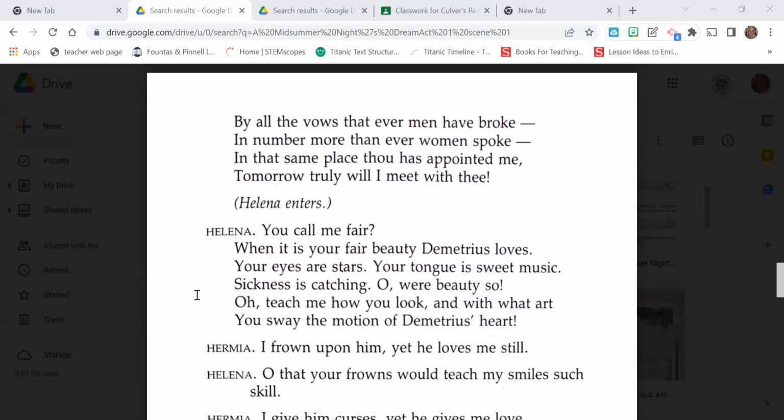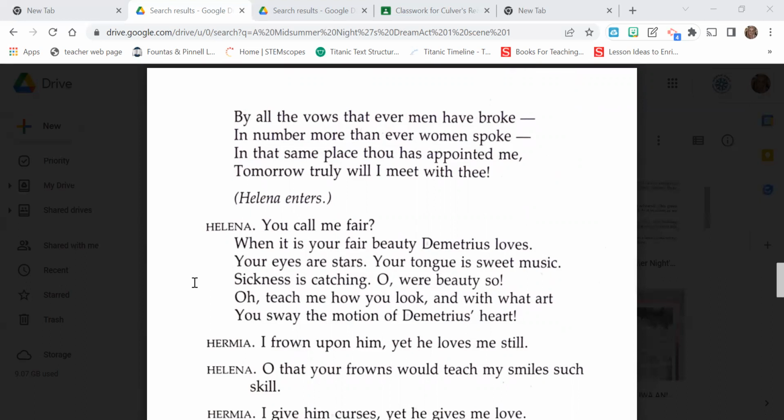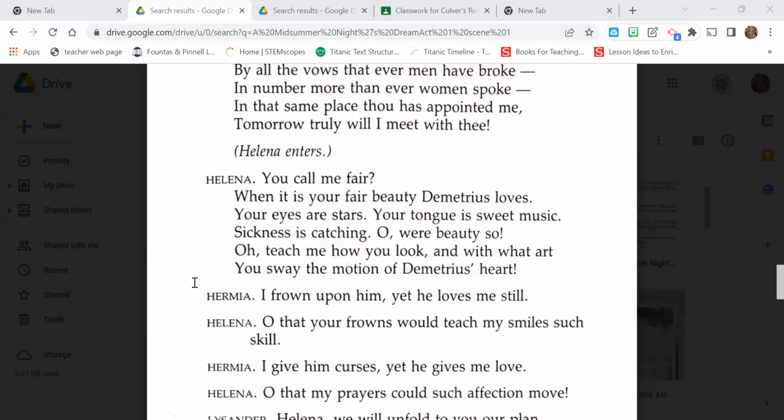Helena says, you call me fair, when it is your fair beauty Demetrius loves. Your eyes are lodestars, your tongue's sweet air more tuneable than lark to shepherd's ear. Sickness is catching. Oh, were favor so! Teach me how you look, and with what art you sway the motion of Demetrius's heart. Now, mind you, Demetrius and Helena were dating, just like Hermia and Lysander. All of a sudden, Aegeus asks Demetrius if he'll marry his daughter, and he dumps Helena, and she has no idea why. She's like, I don't know what's wrong. And all she knows is that he likes Hermia now.